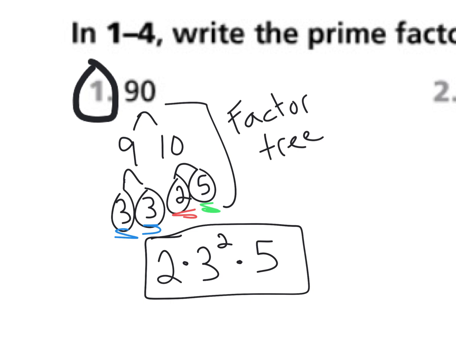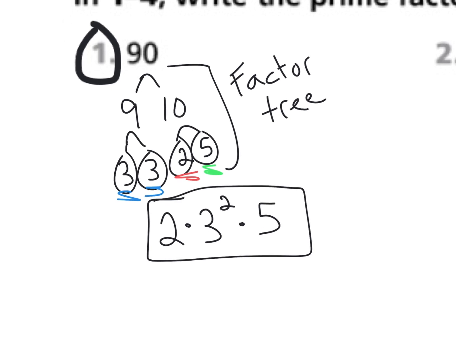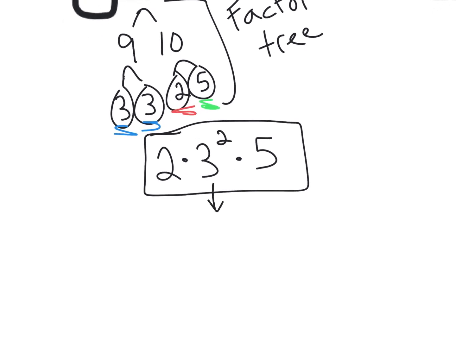We need to verify those are all prime numbers for the bases, the 2, the 3, and the 5. And then also, if you had time, you could go and multiply those together. So 3 squared, 3 times 3 is 9. 2 times 9 is 18, and then if you work out 18 times 5, you'll get 90, which will tell us that we've got the right answer.